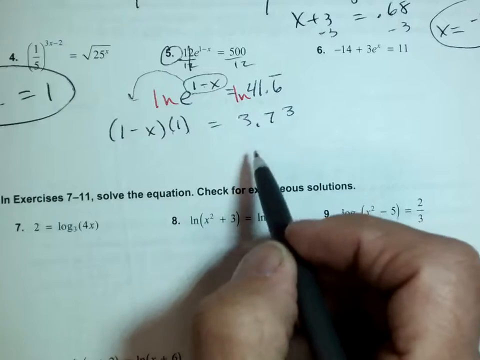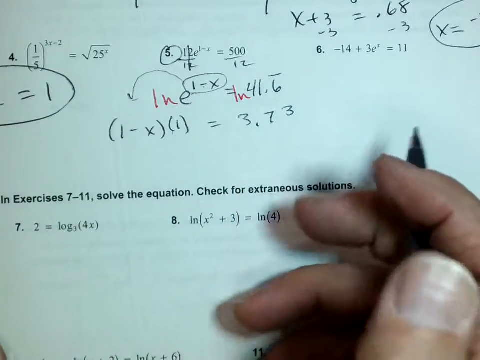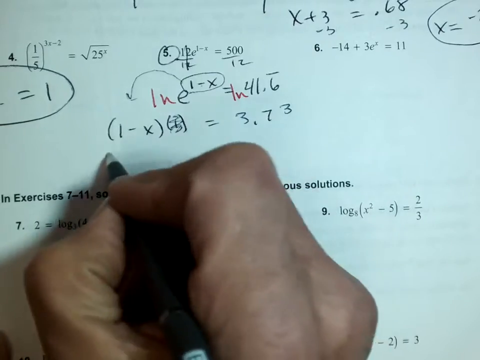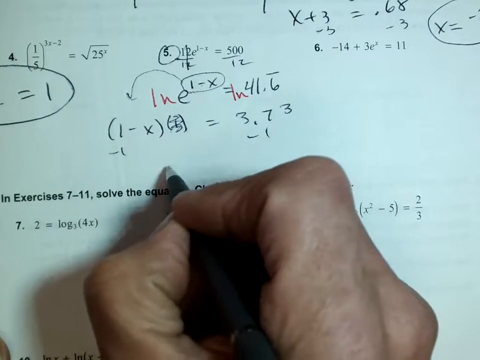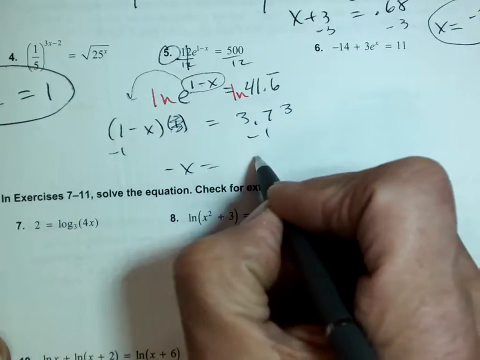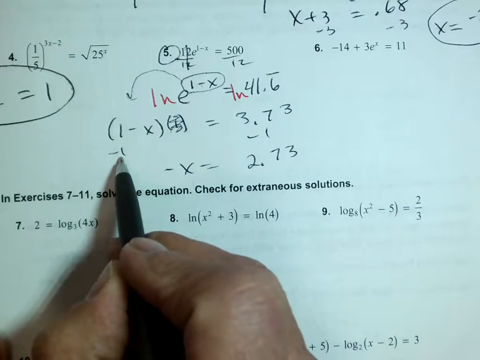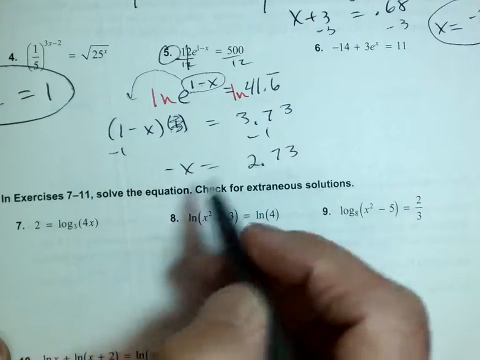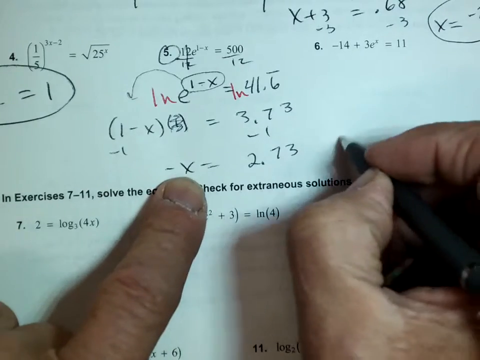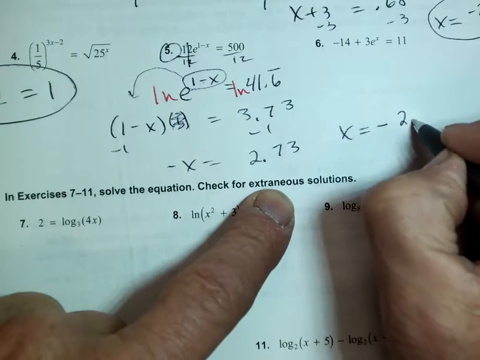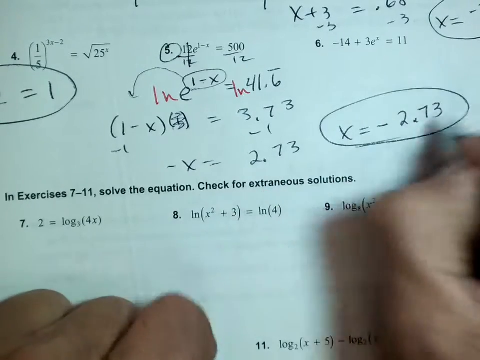Okay, so now it's just math. It's just solving for x. Even though we have decimals, no big deal. I don't really need the 1 there. So I'm going to go minus 1, get a negative x equals 2.73, right? I'm just solving. Minus 1. I don't really need the parentheses. And then bring the negative over, and I've got x equals negative 2.73, okay? All right.